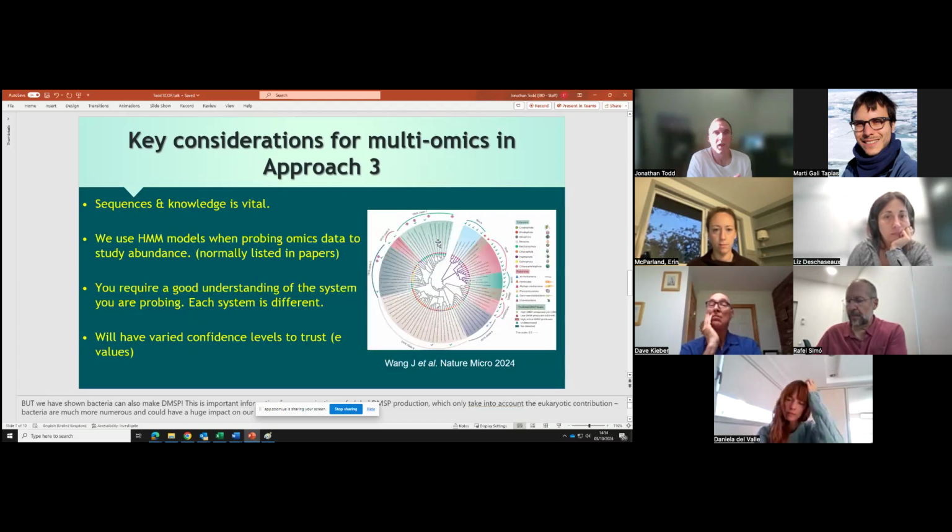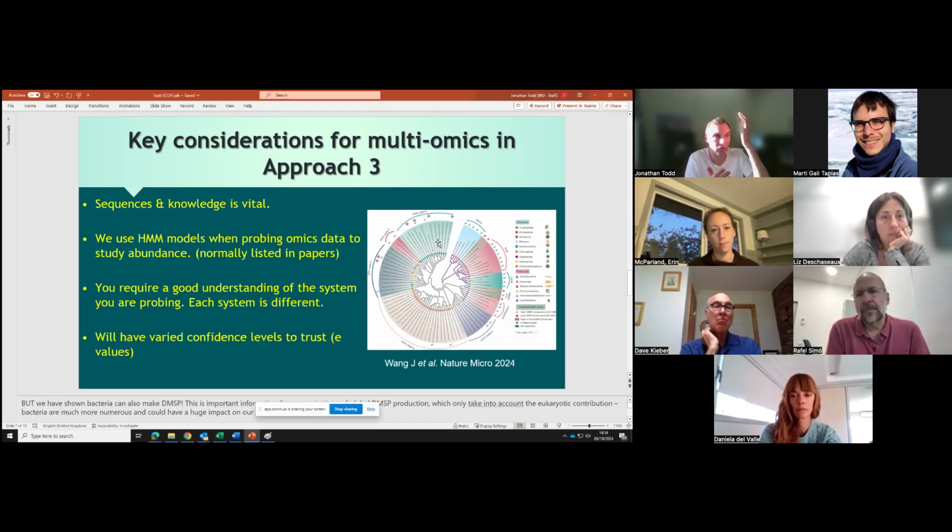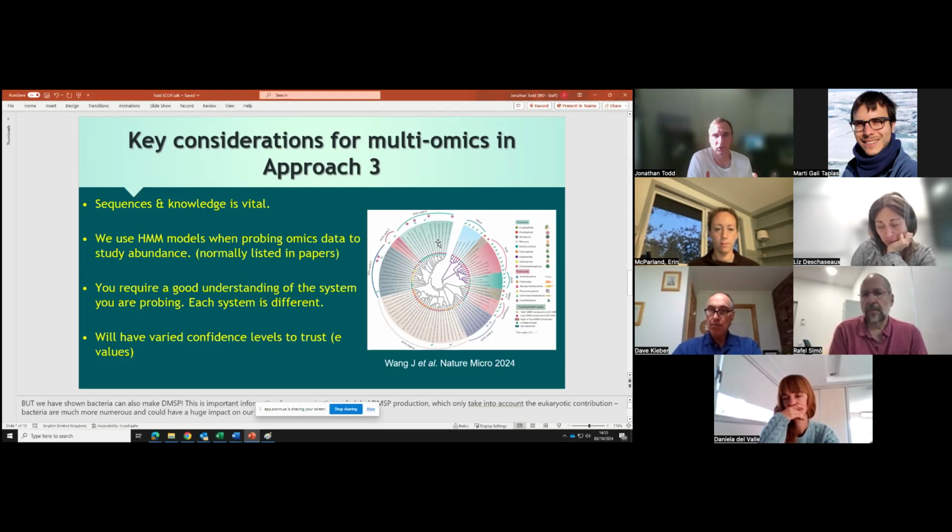Another thing that's absolutely vital when you're doing multi-omics is the sequences that you use and your knowledge of those sequences. This is something that we try to take to heart and preach to other people, but it is a very difficult thing to do. What I mean by this is that the way in which we predict which organisms are driving a process in an environment from a molecular aspect is we take the genes that we know are involved as marker genes for those processes, and we look at their abundance in a sample.